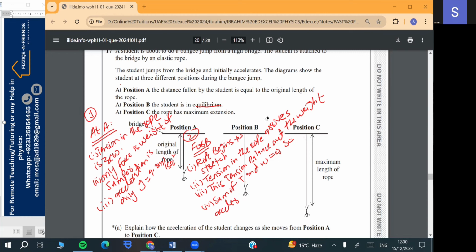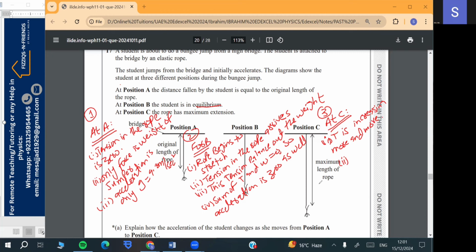For C, now you are moving out of B and entering into C's domain. T is not becoming less and less, it is rather increasing more and more. G is increasing, tension in the string is increasing more and more. Point number 2.